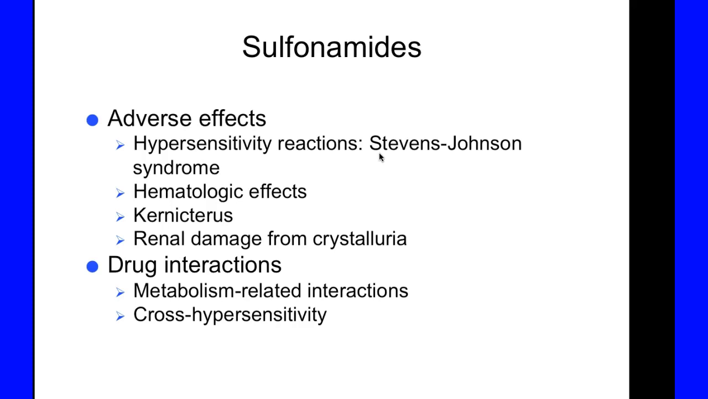But some adverse reactions are Stevens-Johnson syndrome, some hematologic effects, conjunctivitis, which is with your eyes, and renal damage from crystalluria. So Stevens-Johnson syndrome, I know I touched on that in class a little bit, but it's a really severe hypersensitivity reaction that causes basically you are breaking out in big blisters from the inside out. It's just like burns. It's just awful. Drug interactions, you can have some hypersensitivity to other drugs, so you just have to look up to make sure that they're not interacting.